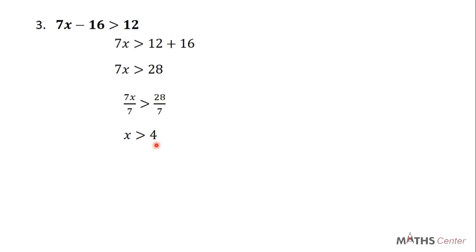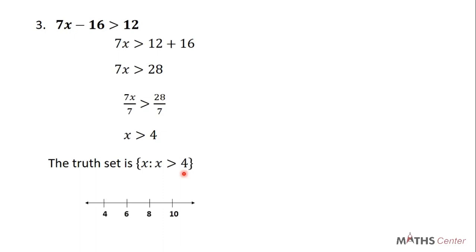So the question said we have to find the truth set. So you write the truth set as x is such that x is greater than 4. By this time, you should know how to write the truth set for your answer. The question also told us to illustrate our answer on a number line. So as I said, you draw a simple number line. Make sure that the number in your answer is on the number line. The number in our answer is 4. So make sure that 4 is on the number line.